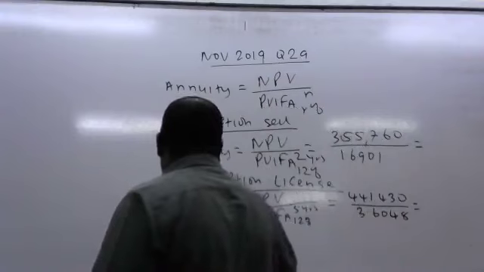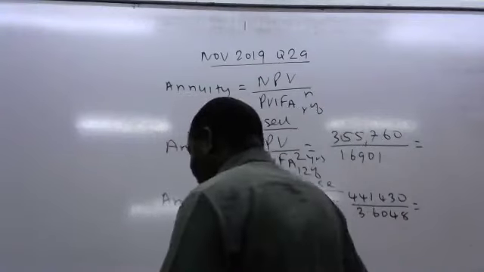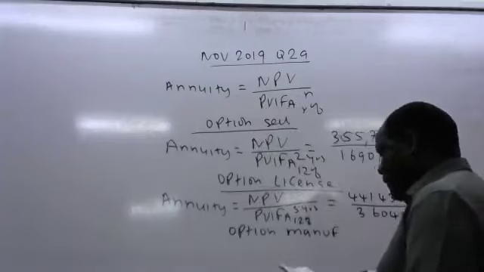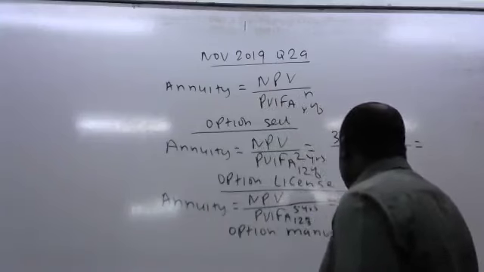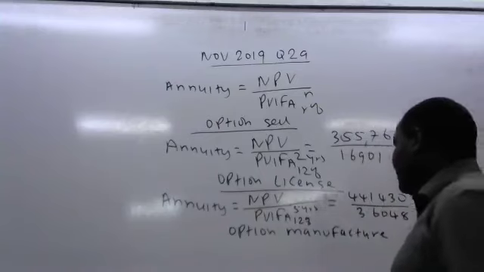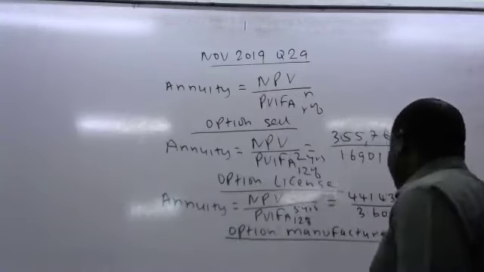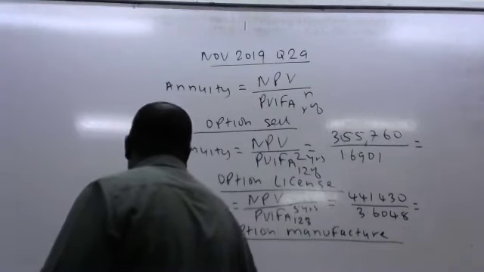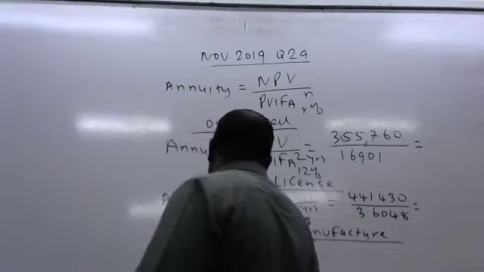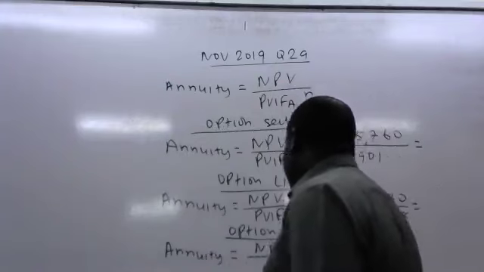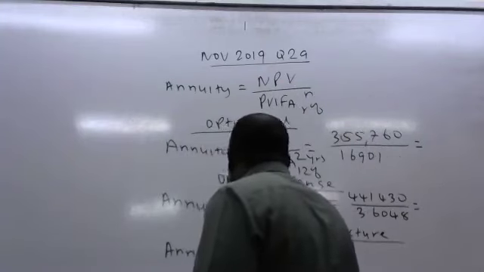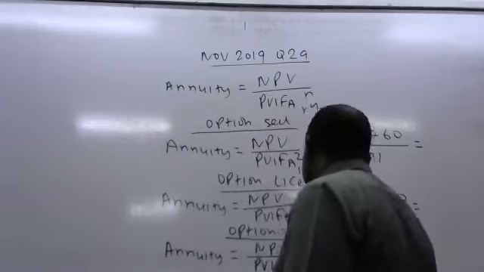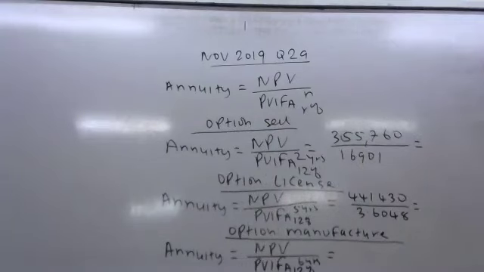Option manufacturer. So also for option manufacturer, to compute the annuity, it should be NPV, we divide by the present value interest factor, 12% for 6 years. So what was the NPV for option manufacturer?